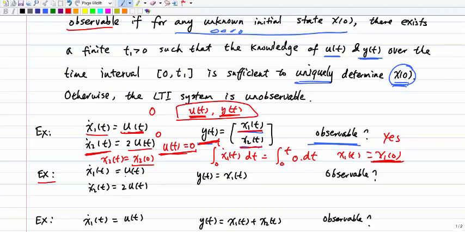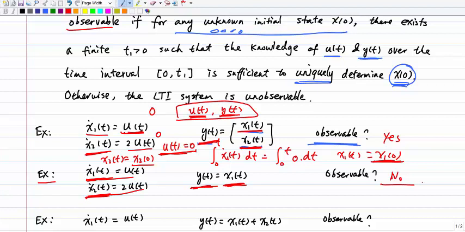Let's go to the second example. What if x1 dot t is equal to u(t), x2 dot t is 2u(t), the same thing, and my y(t) is x1(t)? The difference is I don't have x2(t) in the output anymore. Is this observable? Apparently this is no. The reason is that my y(t) only relates to x1(t), and x1 and x2 are decoupled, which means whatever x1 is doing does not depend on x2. My output is only related to x1 and has nothing to do with x2. That's why it's not observable.